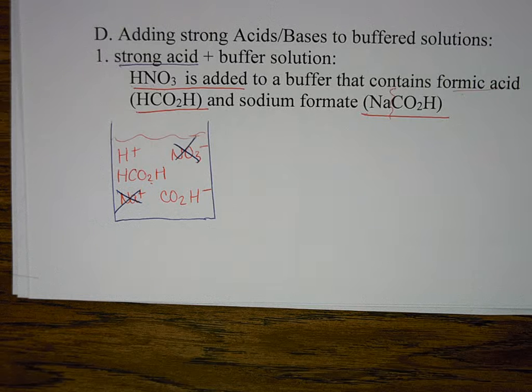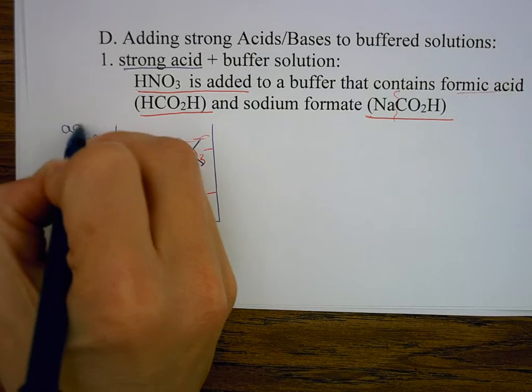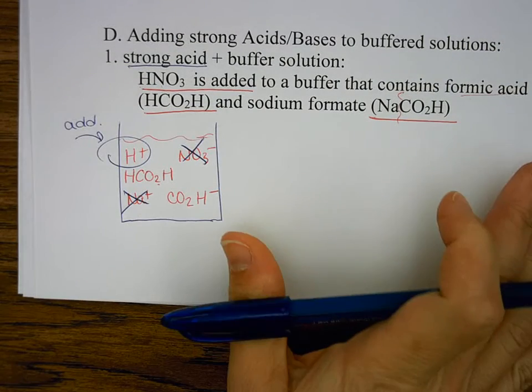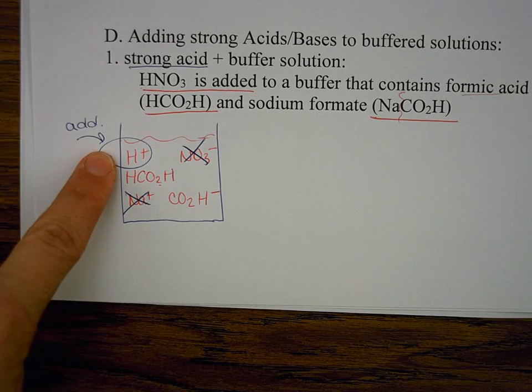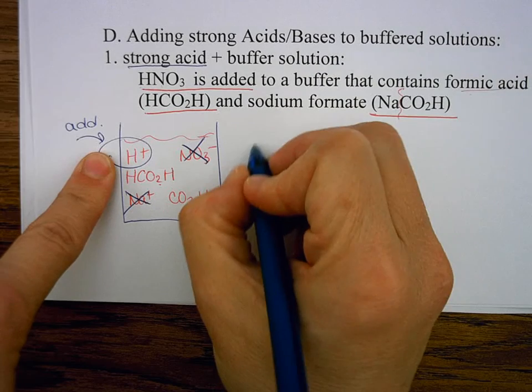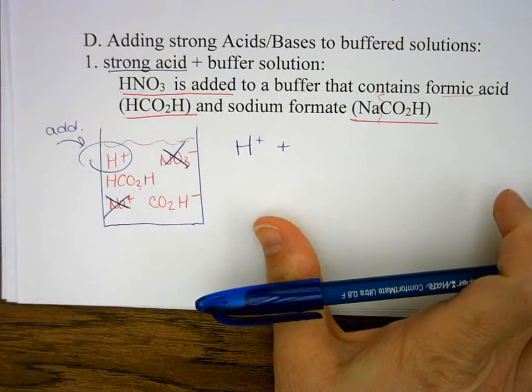What I'm left with are three things, and those are the three things I need to fit together into one reaction somehow. You always want to start with what you added to the beaker. So it says that nitric acid is added to the buffer. So that means my ion that comes from the nitric acid is going to be on the reactant side of the equation.